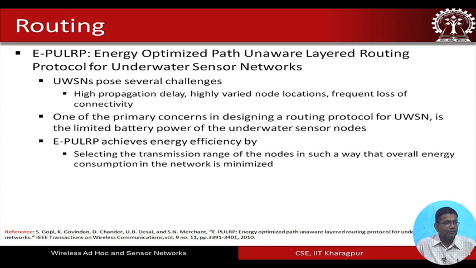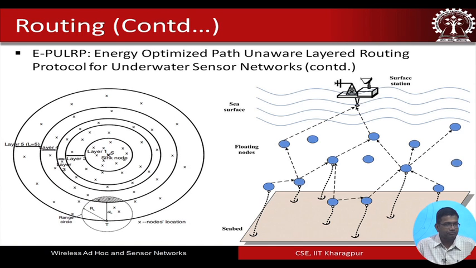Routing is a very important problem in any network, and similarly for underwater sensor networks as well. One of the primary concerns in designing a routing protocol for these networks is the limited battery power of the sensor nodes. So, a protocol called EPULRP was proposed. It achieves energy efficiency by selecting the transmission range of the nodes in such a way that the overall energy consumption in the network is minimized.